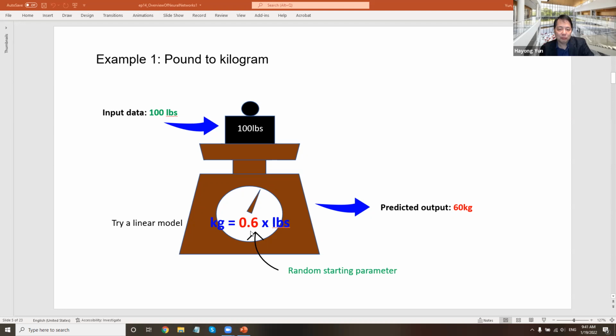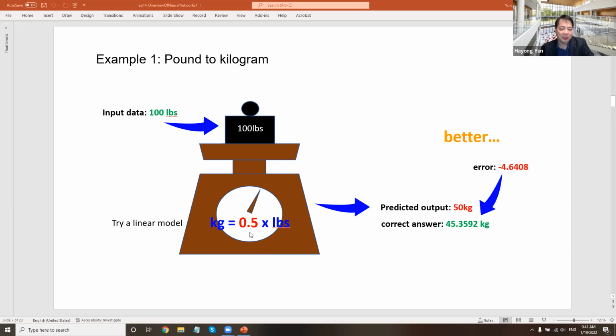What can we learn or do better? Well, we know that the correct answer here is 45.3 and the prediction is 60. So we have an error of -40. Not so great, is it? So then we take this error into account and try a different number, like 0.5. Now the prediction is 50. It's still a bit off from the correct answer, like -4.6. So let's try a different number, 0.4.